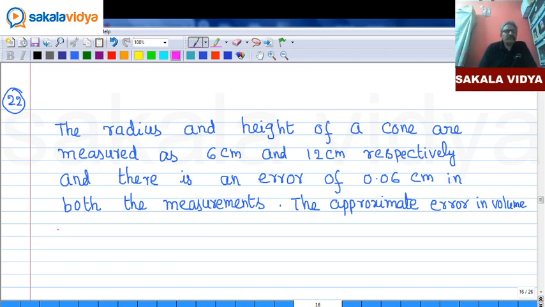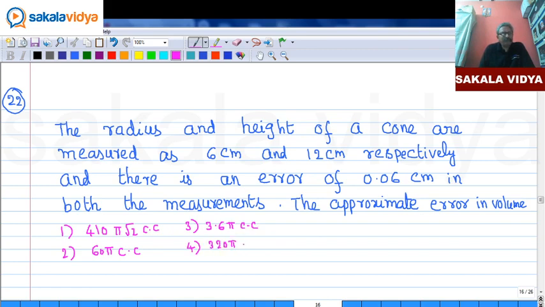So, first option 410 pi root 2 cc, second option 60 pi cc, third option 3.6 pi cc, fourth option 320 pi root 2 cubic centimeters. Cc means cubic centimeters.